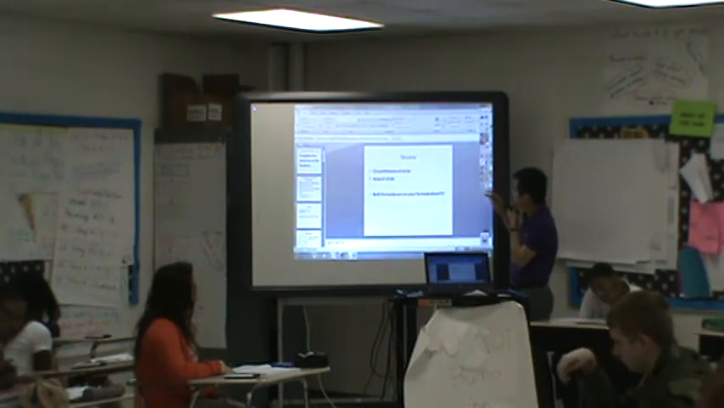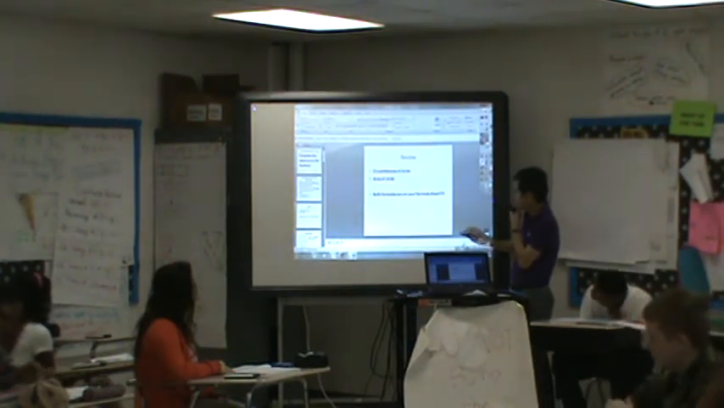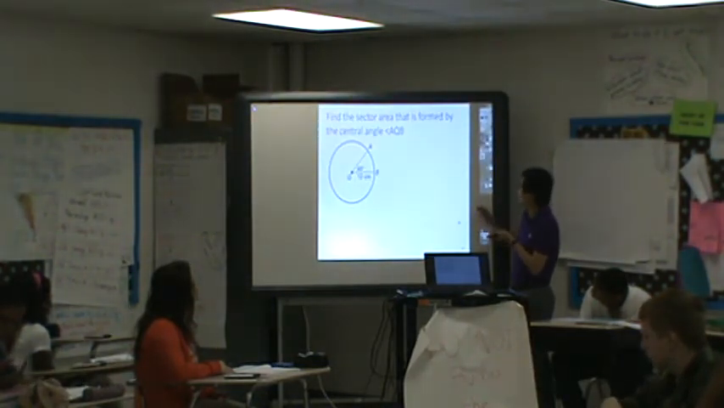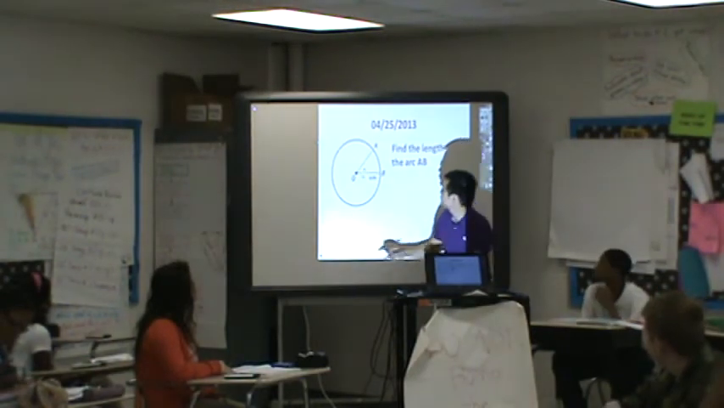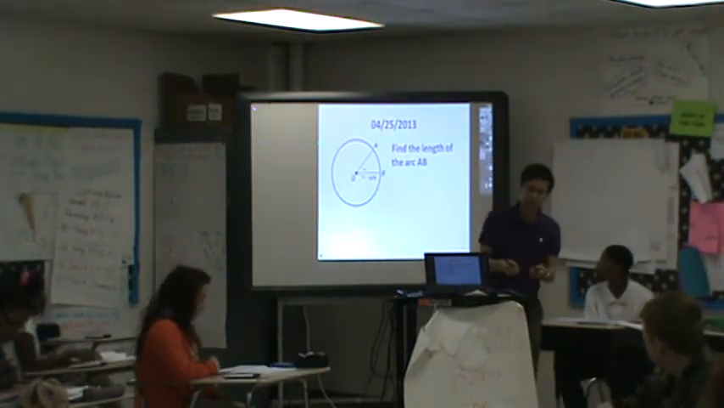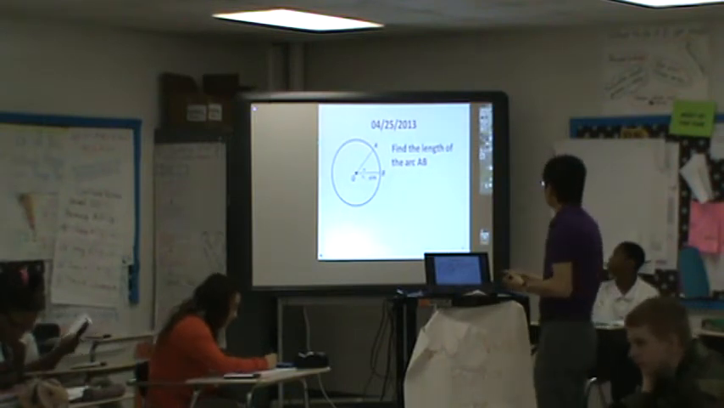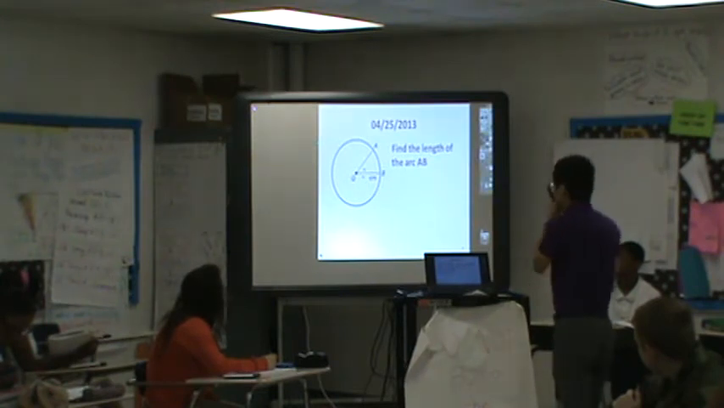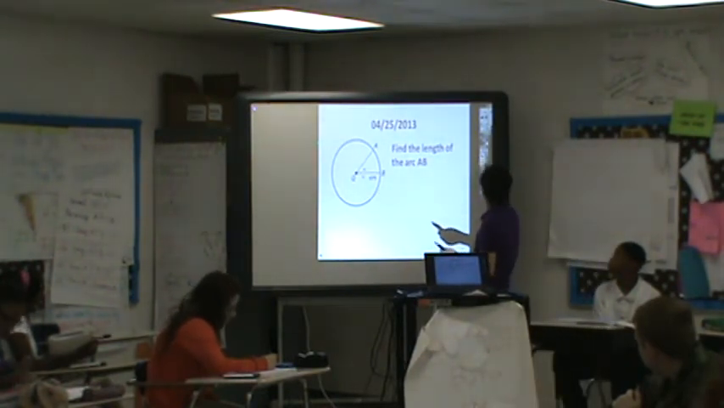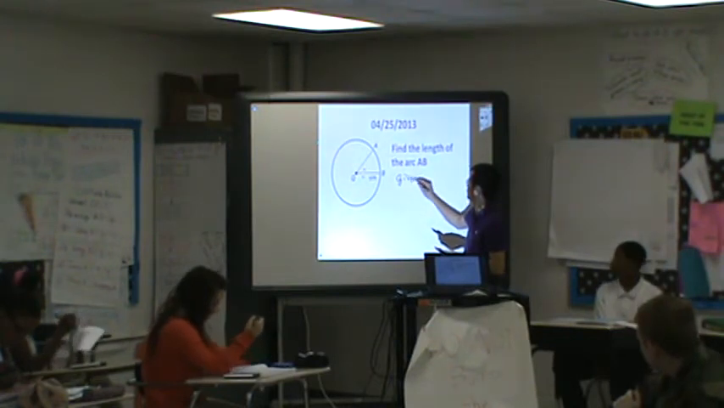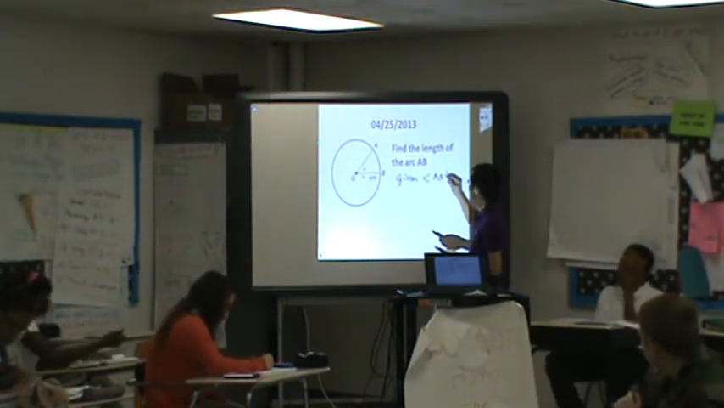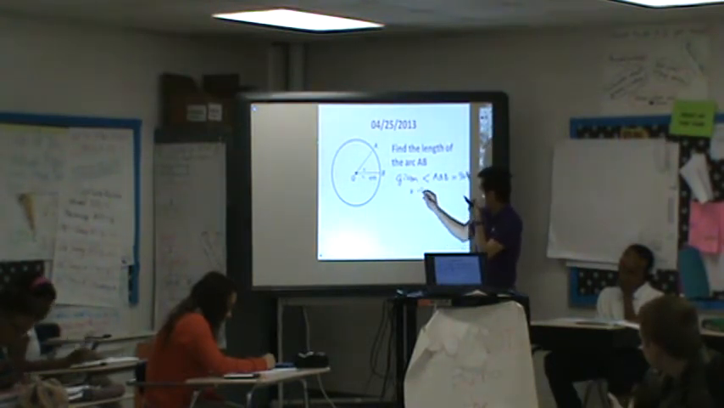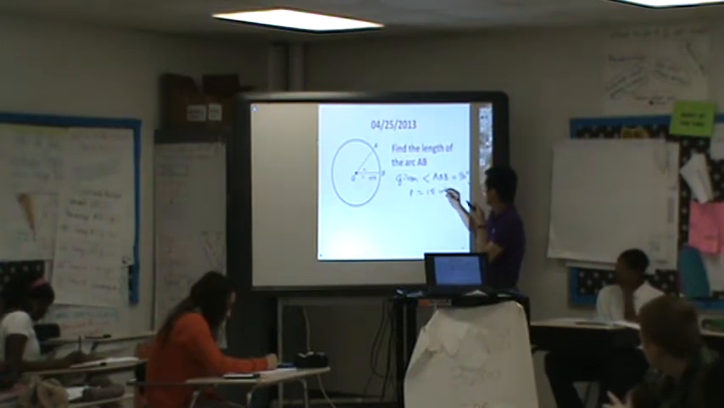All right, let's look at our example real quick. Find the length of arc AB. What's that angle? Angle AQB. No, what's the measurement? 30. Given angle AQB is equal to 30 degrees. The radius is 15 centimeters.